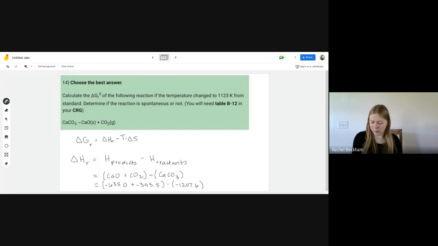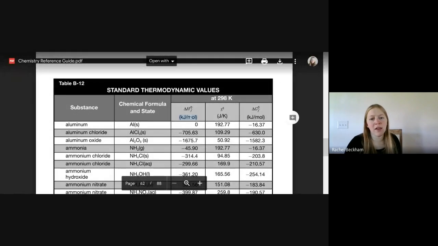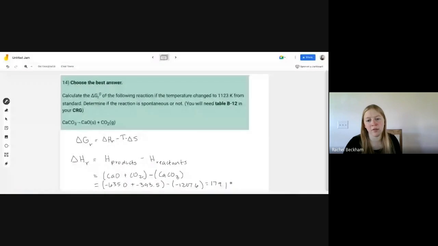All right. So plugging that in, I get 179.1 for my delta H. And what are my units here? We got to be careful here. My units for delta H are in kilojoules per mole. Okay, so I need to make sure to write that down.